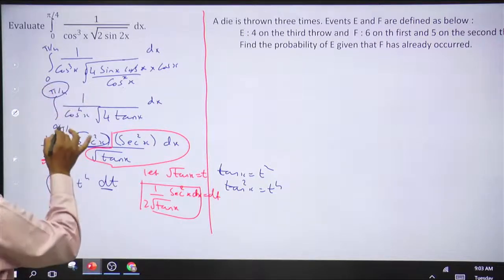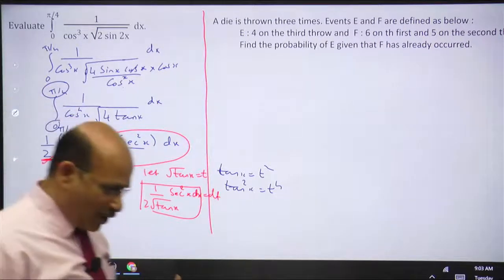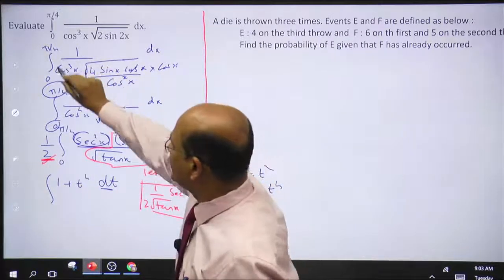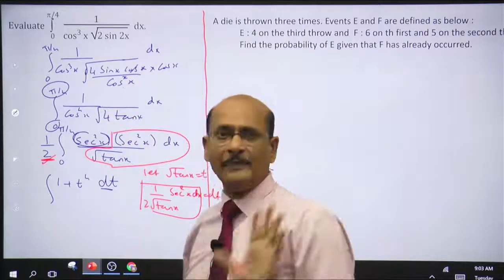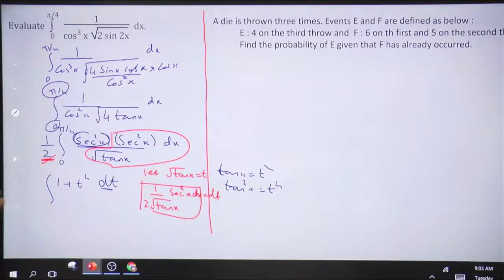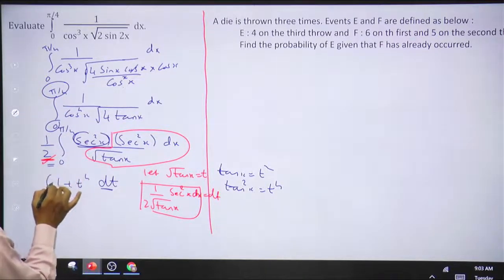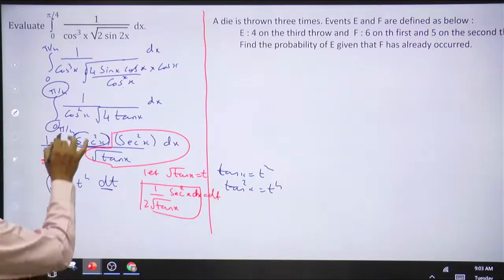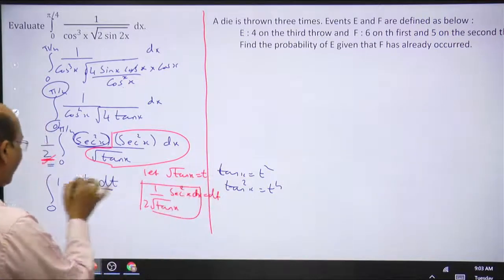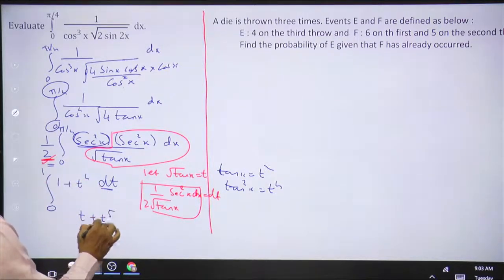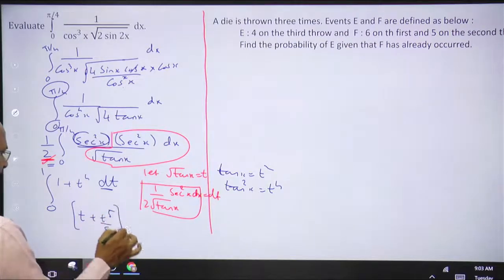But now the limit has to change. Why? Because, why the limit has to change? The reason is, this limit is for x, not for t. Very simple to change, and I suggest from my experience, you change the limit once t comes in the picture. So look at this, when x is 0, tan 0 is 0, so t value will be 0. X is pi by 4, tan pi by 4 is 1, t value is 1. So now my job is over. If you look at this, this is nothing but t plus t raised to 5 upon 5 from 0 to 1.